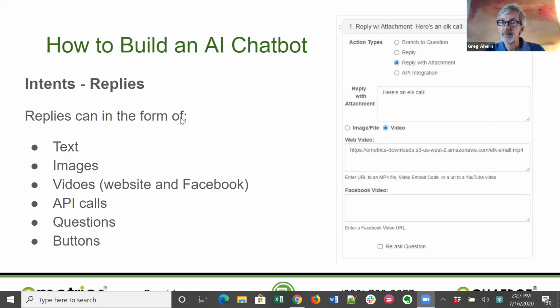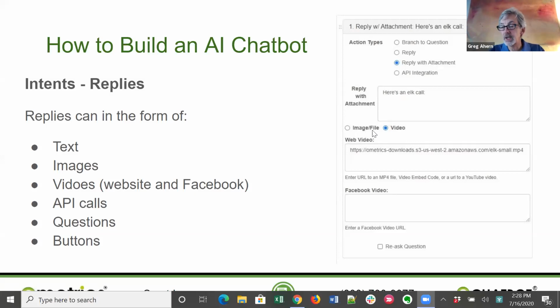The reply has a number of options as well. You can branch to a question and reply. You can have a text reply. You can switch it to an API, some type of API integration. You can show videos, and you just put the video URL in, or an image.